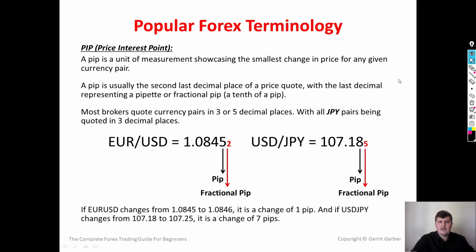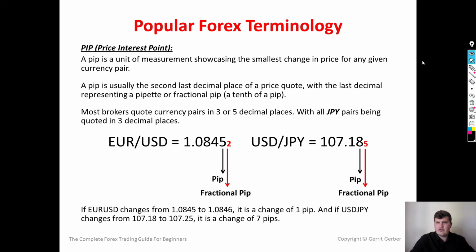Moving on, then again, if the Euro USD changes from 1.0845 to 1.0846 like this, then it's a change of 1 pip. And if the dollar Japanese yen changes from 107.18 to 107.25, then it's a change of 7 pips. So that is pips in a nutshell, and just remember it's a unit of measurement showcasing the smallest change in price for any given currency pair.